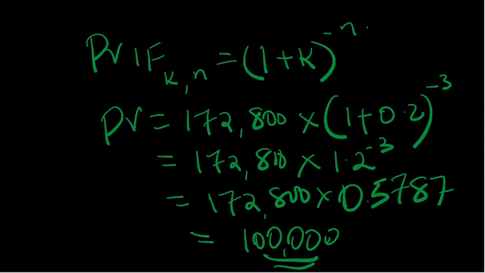So in other words, instead of waiting for 3 years to receive 172,800, if you receive 100,000 right now, it is equivalent to 172,800 to be received in 3 years' time, as long as the required return is 20%.